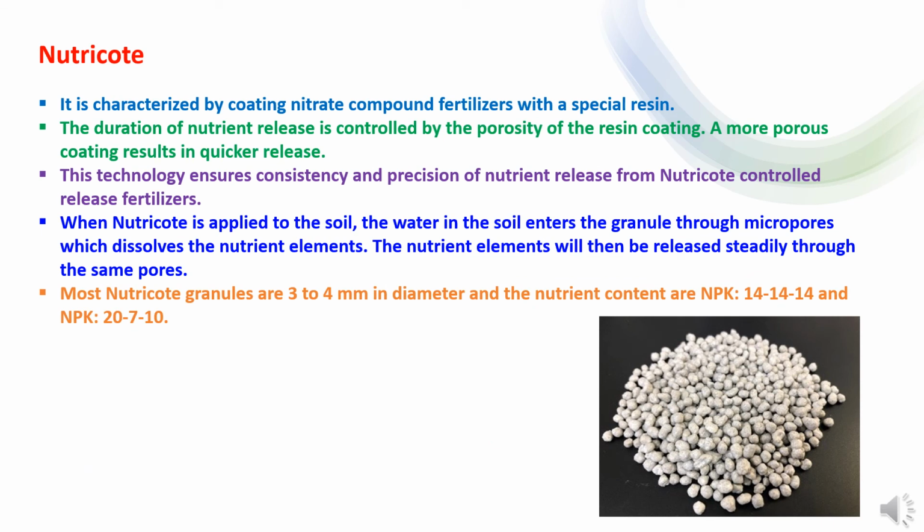Next slow releasing fertilizer is NutriCoat, which is the coating of nitrate compound with a special resin. The duration of nutrient release is controlled by the porosity of the resin coating. More porous coating will result in quicker release of nitrogen. This NutriCoat fertilizer contains nitrogen, phosphorus and potash in the ratio of 14%, and it may vary to 20%, 7% and 10% ratio. After moisture absorption, NutriCoat dissolves and nutrient elements will be released through pores.